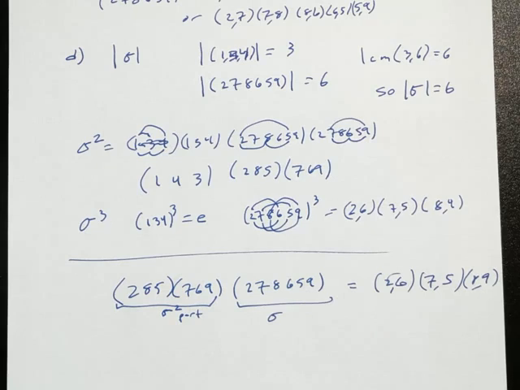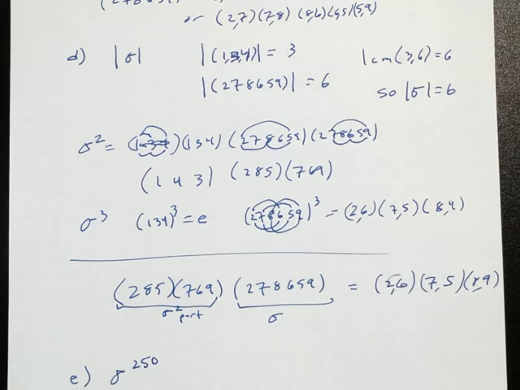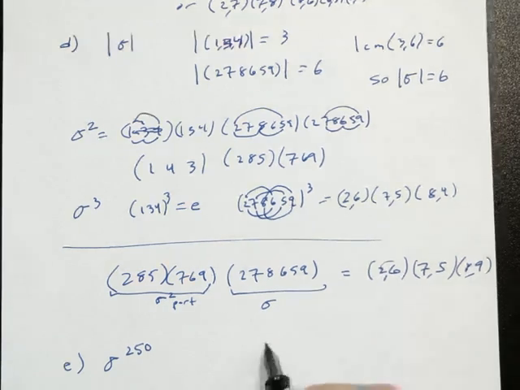Part E says sigma raised to what giant power? Sigma to the 250th. Dear Lord, that's nasty. But every time I do 6 of them, I get back to the identity, so I need to know what the remainder is when I divide by 6.